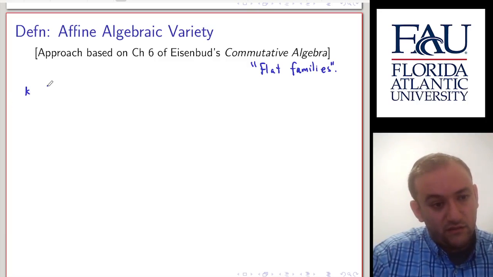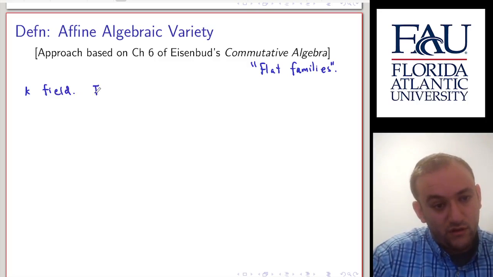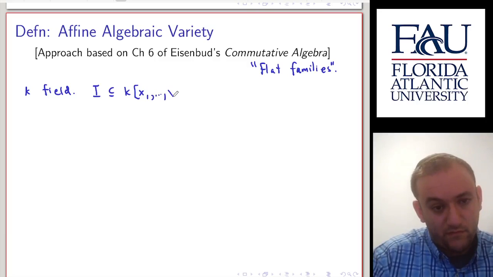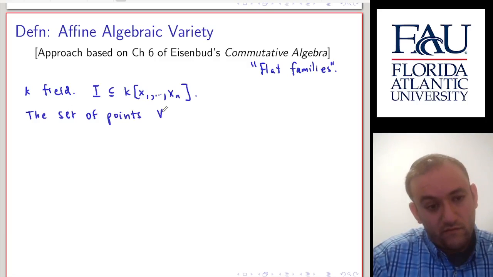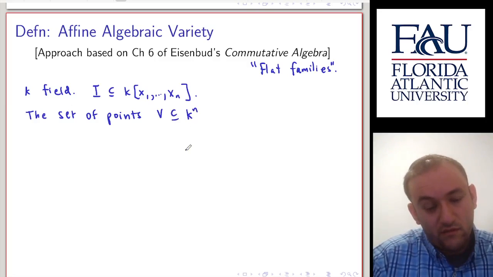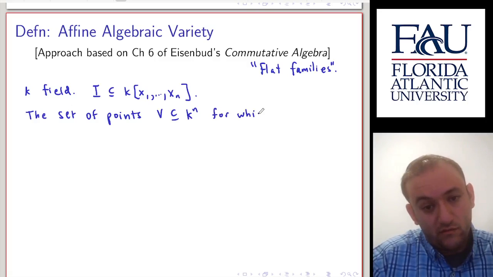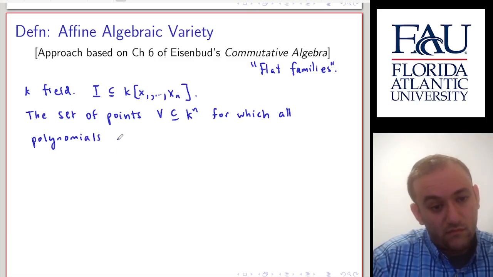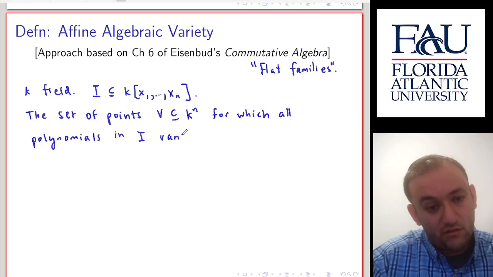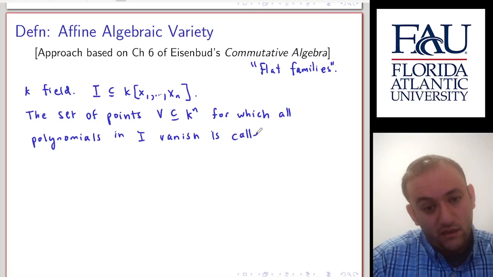So we have K a field, and we're going to let I be an ideal in the polynomial ring with coefficients in K. Given this ideal, the set of points V inside of n-dimensional space over K for which all polynomials in I vanish is called an affine algebraic variety.